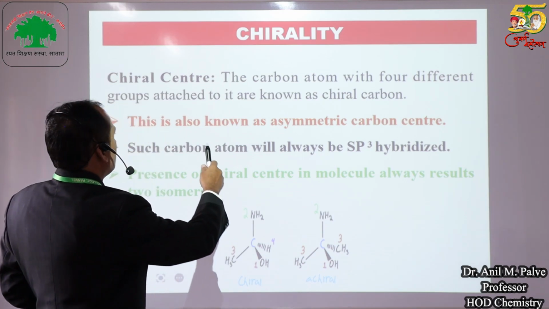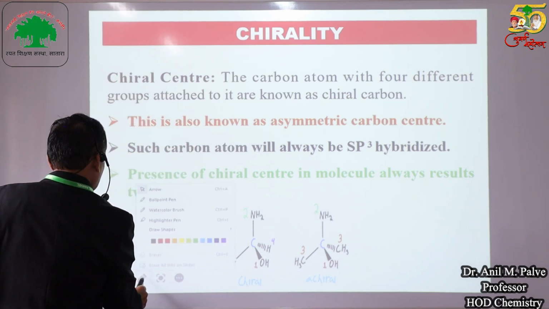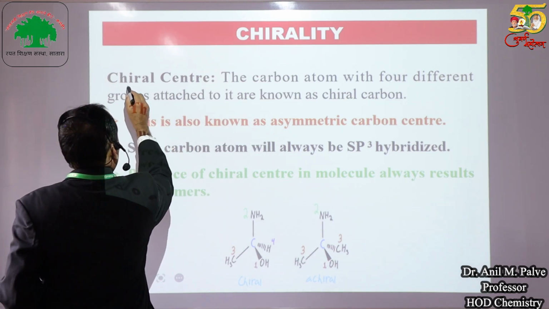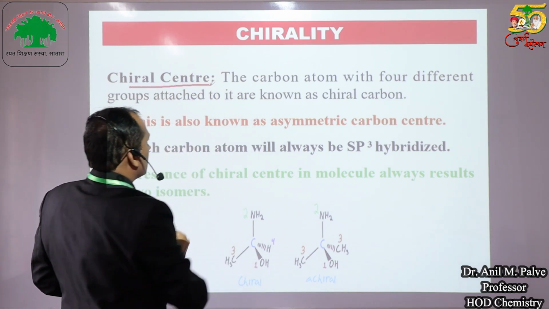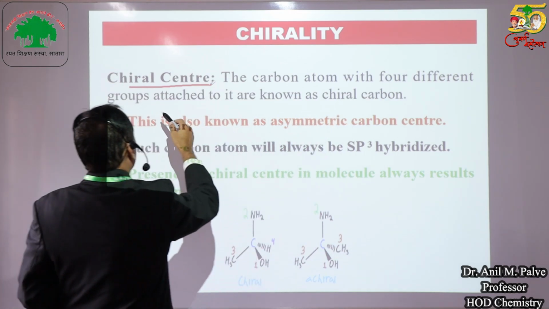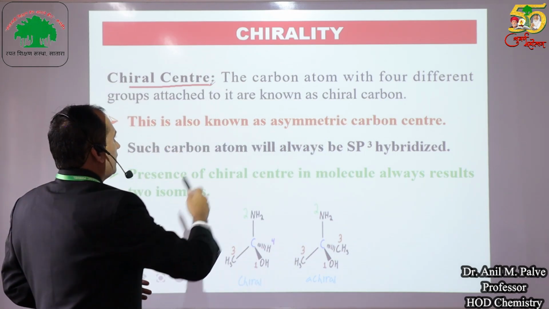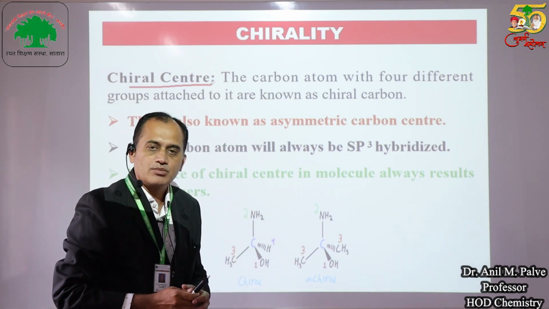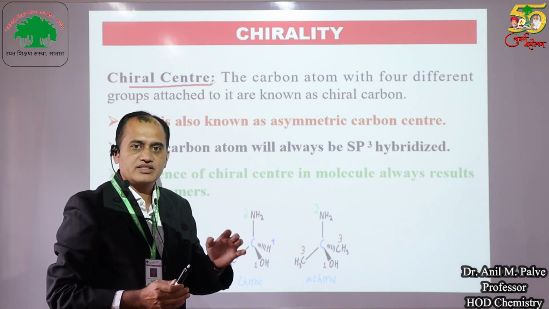The chiral center is nothing but the carbon atom with 4 different groups attached to it, known as chiral carbon atom. Let us try to understand this concept.